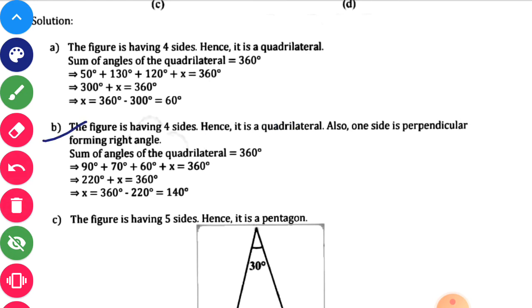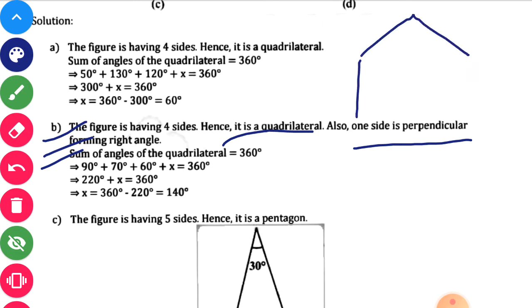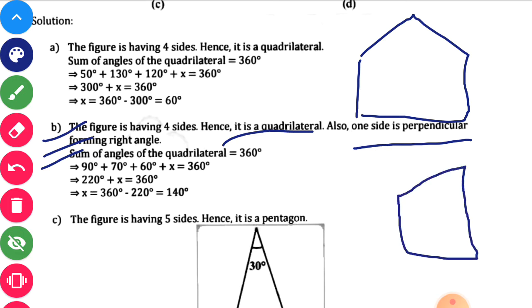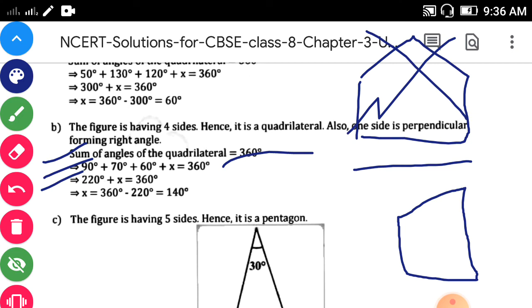The figure has 4 sides, hence it is a quadrilateral. Also one side is perpendicular, forming the right angle. So the sum of angles of a quadrilateral is equal to 360 degrees. You can remember the figure, it was like that. This is not, here I have drawn 5 sides. So this is the figure. Here it is 90 degrees, this is the x, here 70 degrees and here 60 degrees.